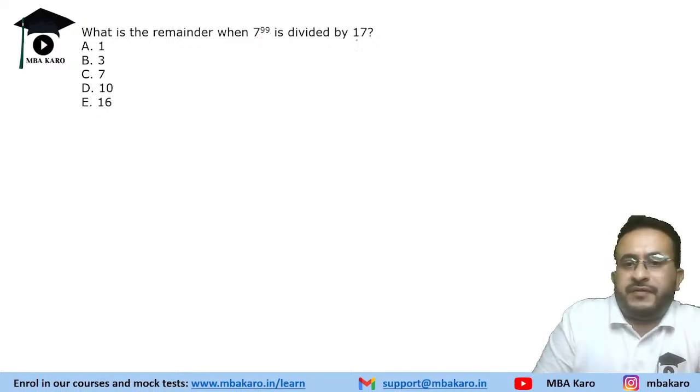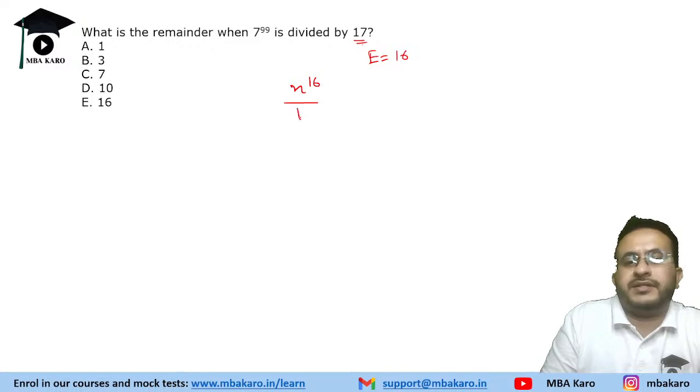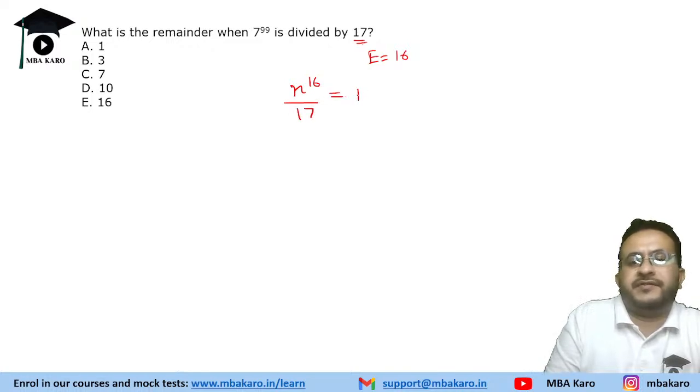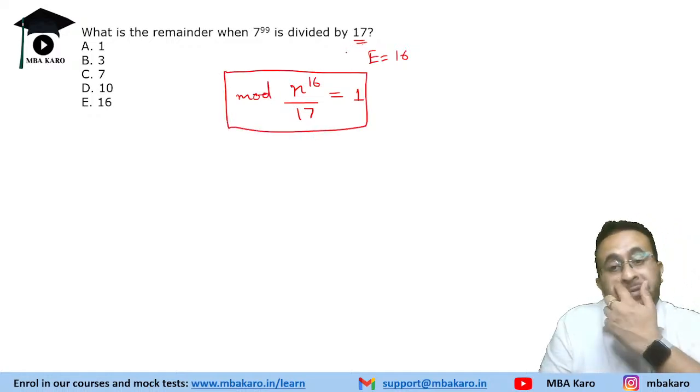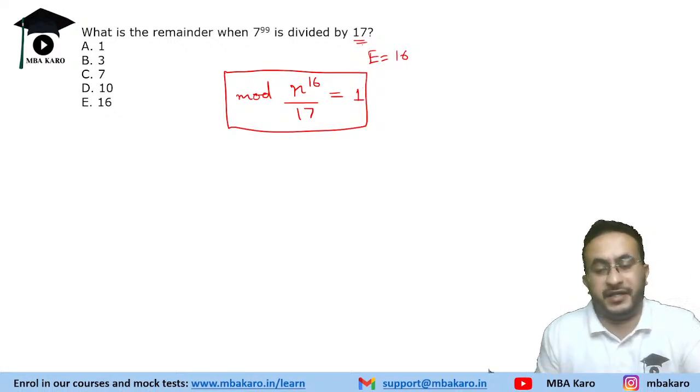Now whenever we have a prime number, its Euler number is 1 less than this, right? So Euler number is 16. So it means any number raised to the power 16 divided by 17 will give the remainder as 1. Okay, so keep this in mind. Whenever there is a prime number p, any number raised to the power p minus 1 will give remainder 1.